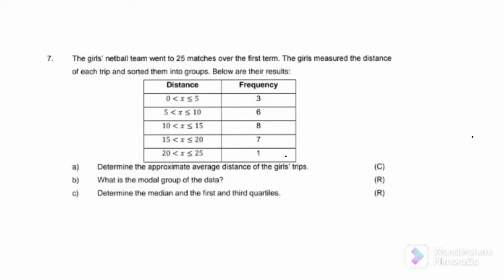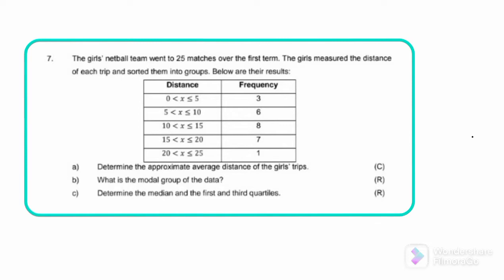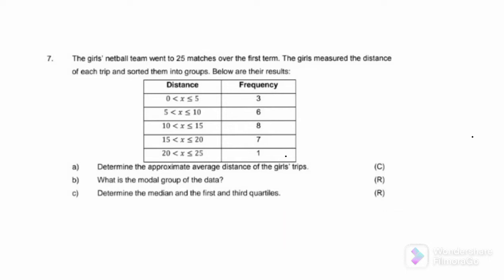Okay, so we are given this scenario here, and we have to calculate the average distance, the mode, the median, the first and the third quartiles. So how are we going to go about that? Right, let me remove this here.